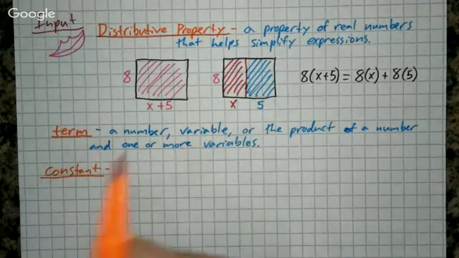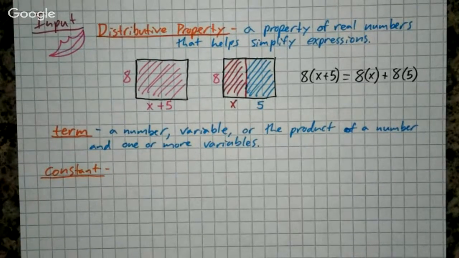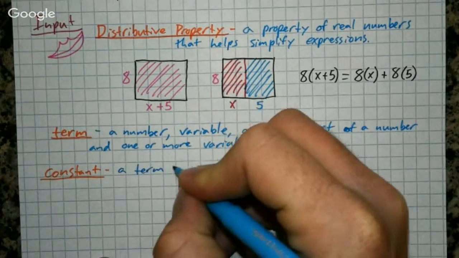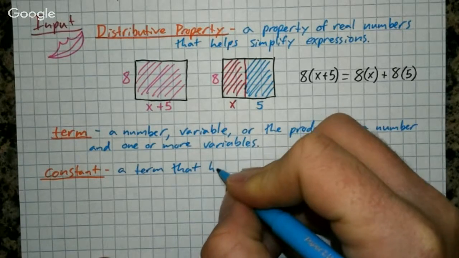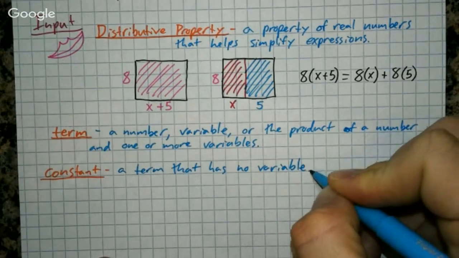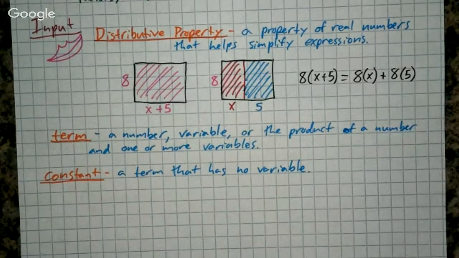What is a constant? A constant is a term that has no variable. A term that has no variable. It is constant. 5 will always be 5. A million will always be a million.